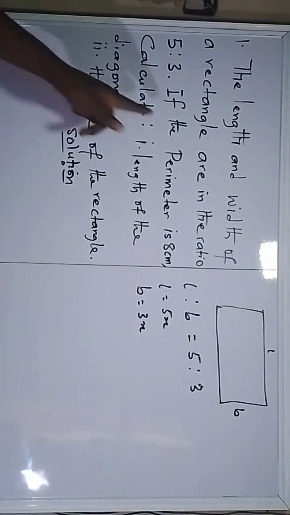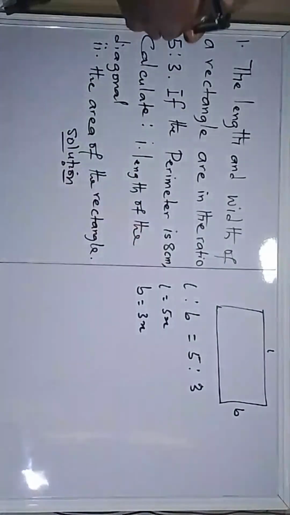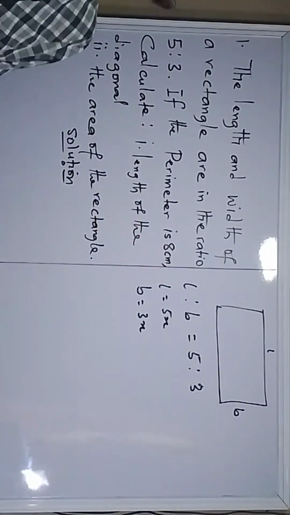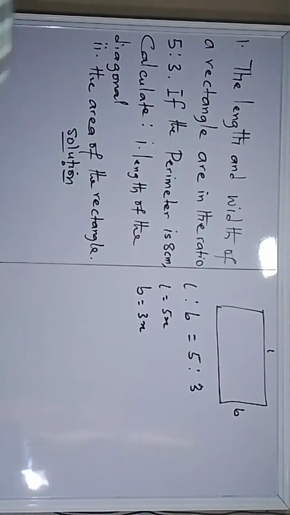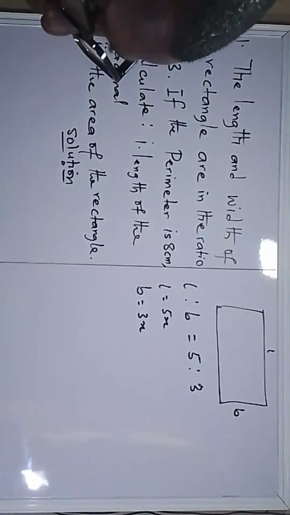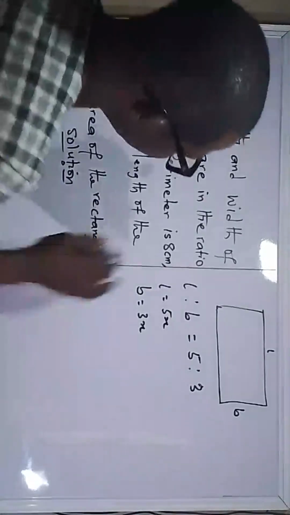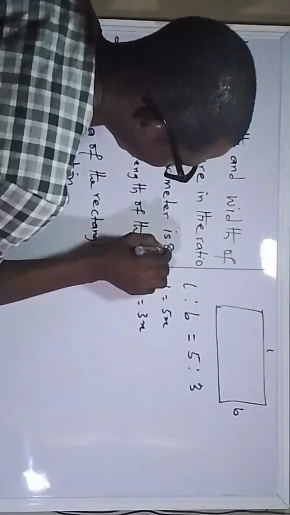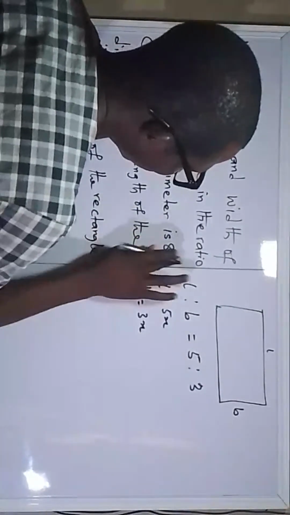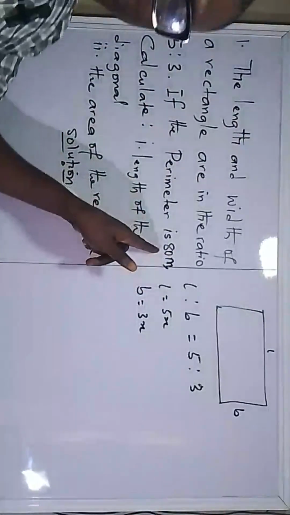So now in the question, we are given the perimeter to be 8 centimeter. Let me check, is this supposed to be 8? Alright. So it should be 80 meters, and not 8 centimeter. Sorry for that. So it's 80 meters.